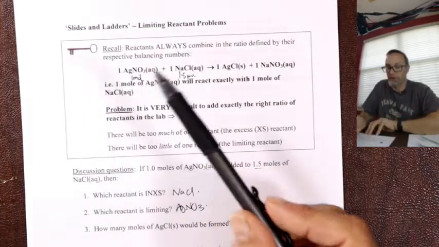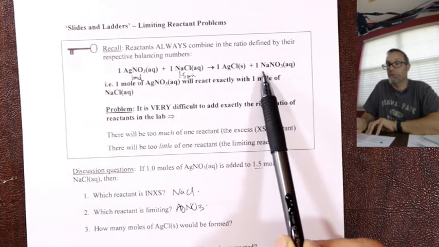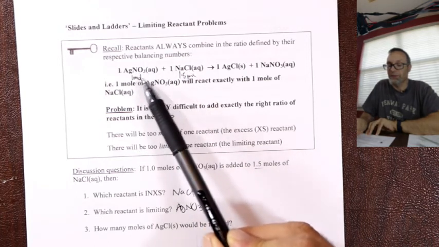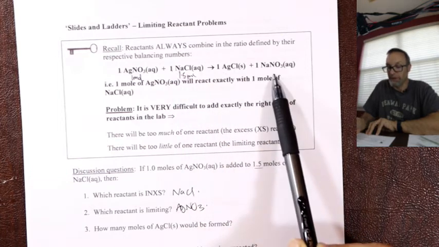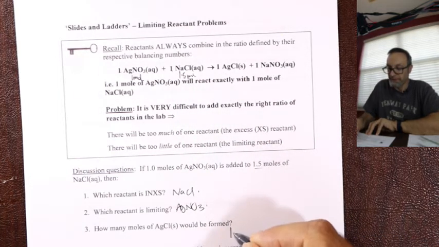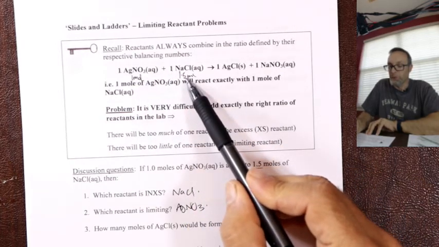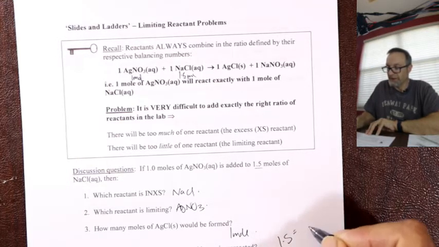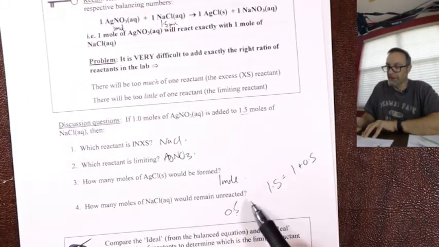Now, just like the sandwiches, we run out of ham. Which one of these do we run out of? 1 reacts with 1 to make 1 and 1 from the stoichiometry. I've got 1 mole in here, and I've got 1.5 moles in here. So 1 mole reacts with 1 mole to make 1 and 1. So I'm going to make 1 mole. 1 reacted with 1 from the 1.5. So how many moles of NaCl will be left? 0.5, right? I like to think of 1.5 as 1 plus 0.5.